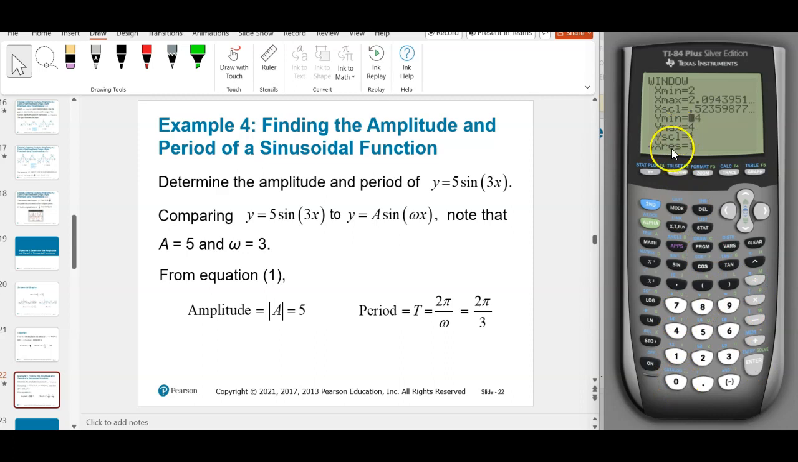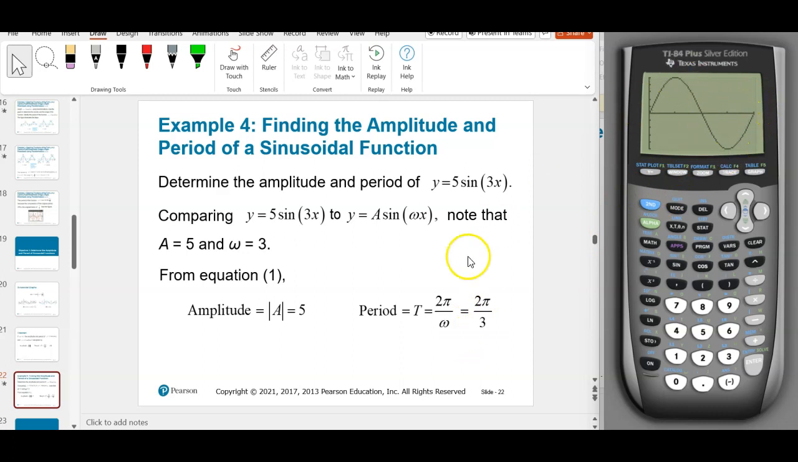All right, and then my y minimum. We said the amplitude is 5, so that means I would need to go down from -5 up to positive 5. My scale is 1s, which means every tick mark is 1 on the axis. I'm going to hit graph, and when I do that, I get one full revolution. So there's my 0 up to the peak, back down to the valley, back to the peak. So there's one period of the sine function. And again, my period is 2 pi over 3, so that's what I have on that right edge of my window.